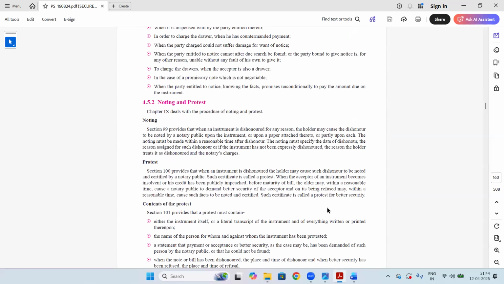Once an instrument is dishonored for any reason, the holder may cause the dishonor to be noted by a notary public upon the instrument or upon a paper attached thereto. The noting must be made within a reasonable time after dishonor. The noting must specify the date of dishonor, the reason assigned for such dishonor, or if the instrument has not been expressly dishonored, the reason that the holder treats it as dishonored, and the notary charges. To make it simple, noting is the process where a notary notes the dishonor. What is protest? A certificate of noting is called protest.